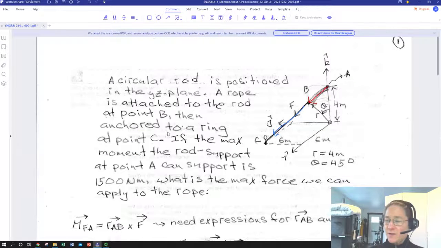So that is it for this example of a way to use our definition of moment about a point and everything we have learned about vectors, vector algebra, and the cross product to find something important about the corresponding force to create that moment. And that's it.